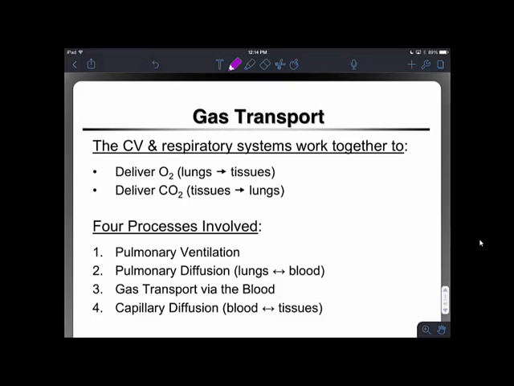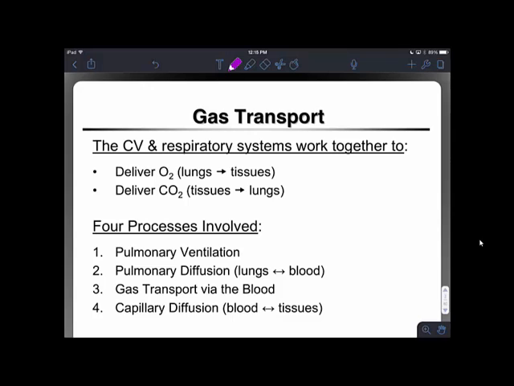So the cardiovascular and respiratory systems work together to bring air into the lungs. From that air, we take out oxygen and we deliver oxygen from the lungs out into our tissues. And our tissues are producing carbon dioxide, which gets transported to the lungs, and from the lungs we can get rid of it. So together the cardiovascular and respiratory systems are bringing oxygen into the body and removing CO2 from the body.